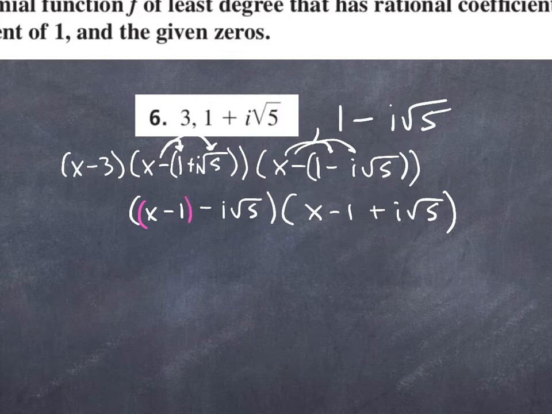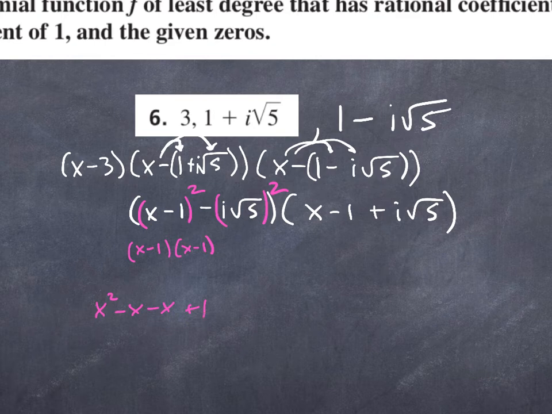Perfect. We see we have conjugates here, so we can do our shortcut and just square the first one minus square the second one. So x minus 1 squared is x minus 1 times x minus 1. Just have to FOIL these out. So x squared minus 2x plus 1.